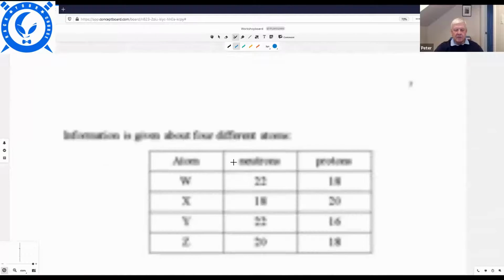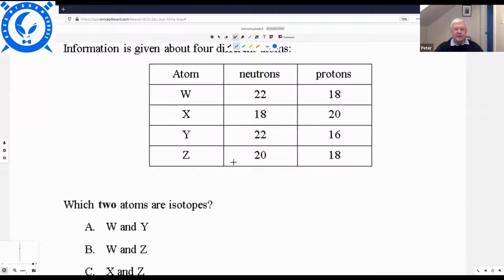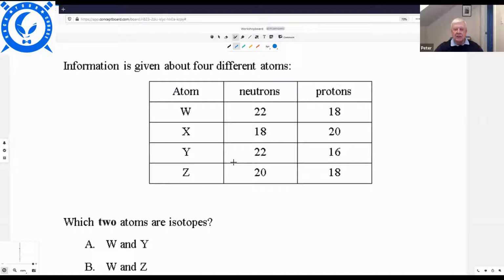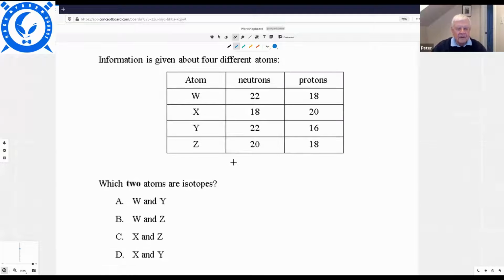Okay, inspired by that success, we have, this is not going to fit on the screen here. So do I want to make this smaller so everybody can see it? I think I should. Okay, here are 4 different atoms. They're neutron and proton compositions. And the question I ask is, which 2 atoms are isotopes?